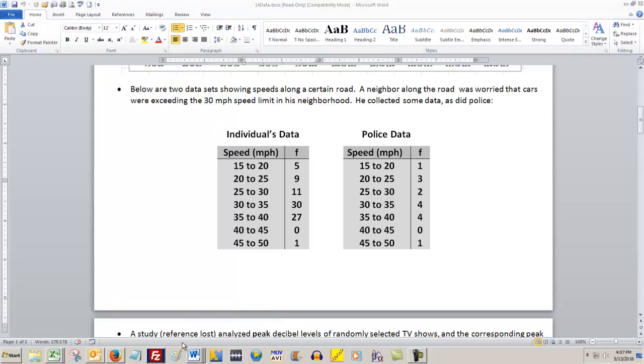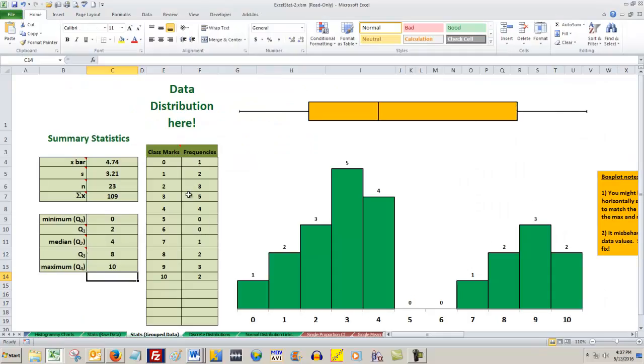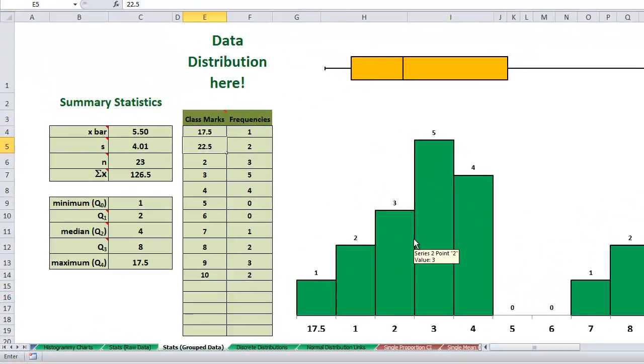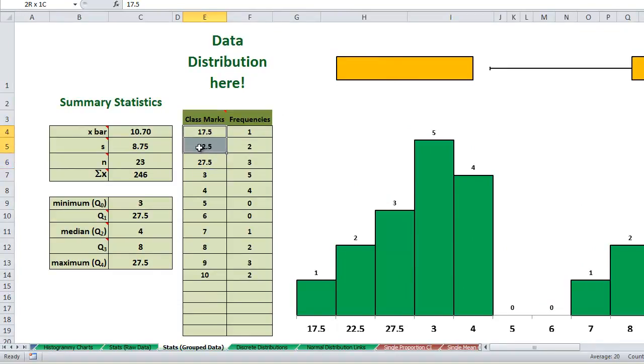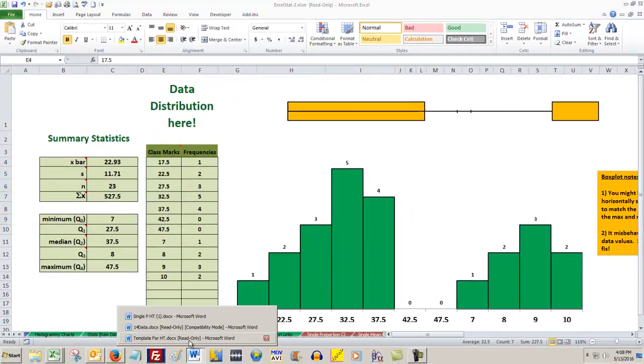So looking back at our data, 15 to 20, 20 to 25, just like we did back in the day, we are going to transform that data by looking at the midpoints of 17.5, 22.5, 27.5, and so forth. Let's see if Excel is smart enough to recognize that pattern and pull it down. It is. I think 47.5 is the highest we have to go.